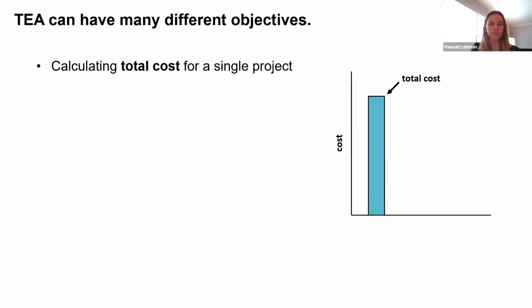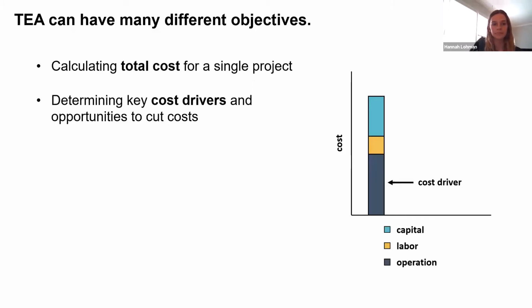Here are some examples of objectives. First, for your TEA, you could be interested in just calculating the total cost for a single project. You can see in this figure, you're just adding up the total cost of the project. Another objective might be that you want to figure out what is driving the cost of that project and try to figure out how you can cut costs. You can see in this figure, the bar is broken down into different colors, representing a different aspect of the costs. The costs here are capital, labor, and operation.